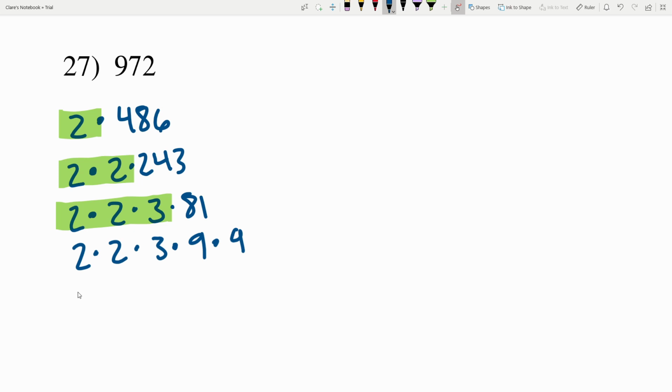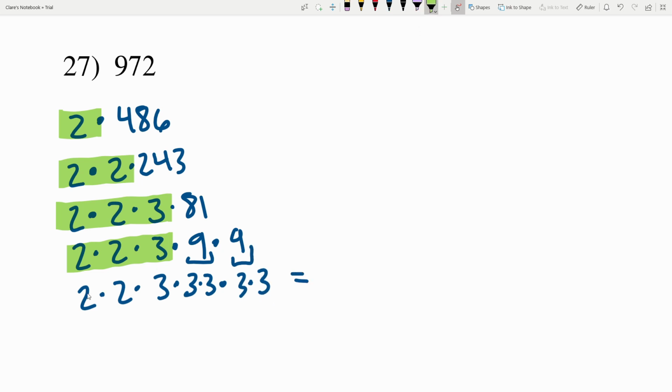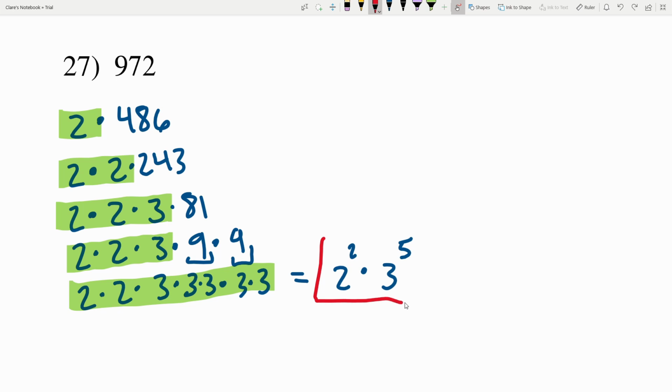So now I have 2 times 3 times 9 times 9. So I can write 9 as 2 prime factors multiplied together, and that's 3 times 3. So rewriting this 9 as 3 times 3, and then rewriting this 9 as 3 times 3. Now I have all prime factors. So let's take a look. I have 2 2's, so that's 2 squared, times 1, 2, 3, 4, 5 3's. So that's 2 squared times 3 to the 5th. 2 squared times 3 to the 5th is my solution in number 27.